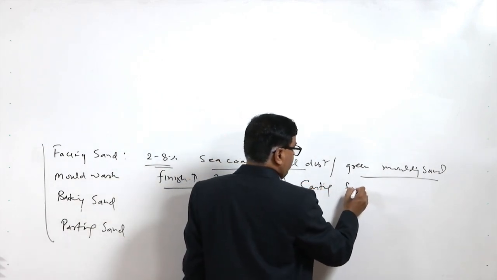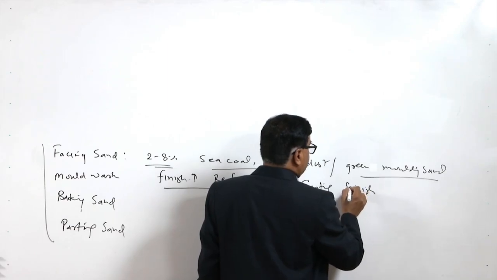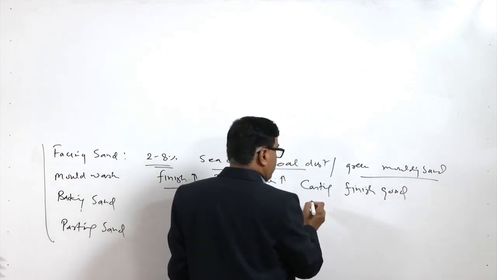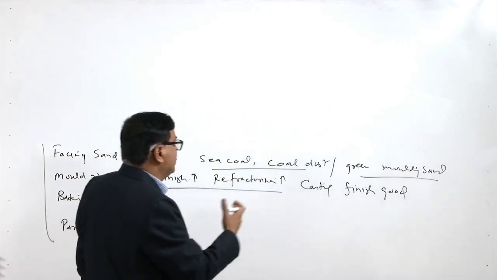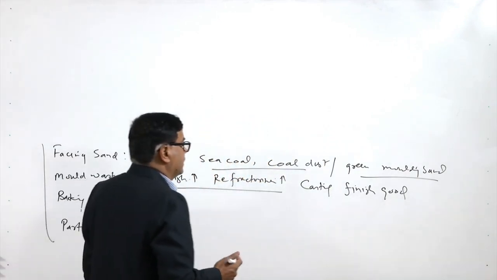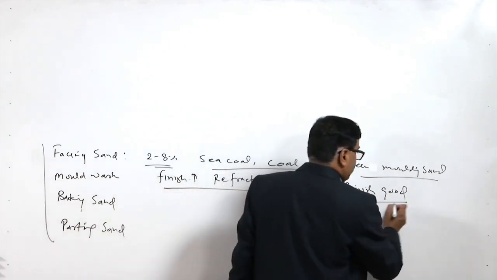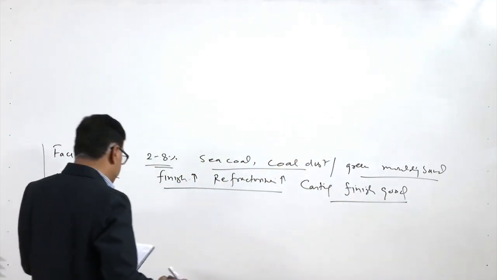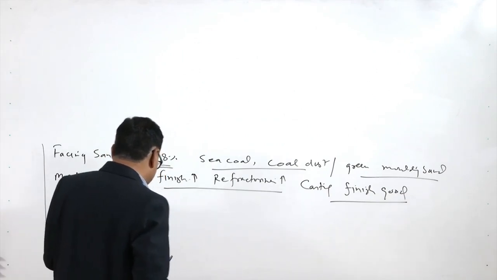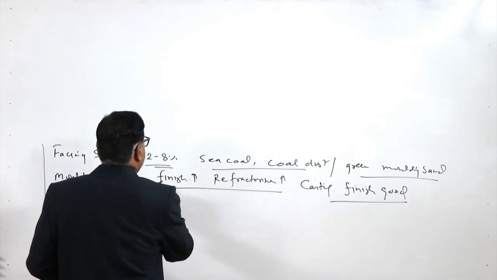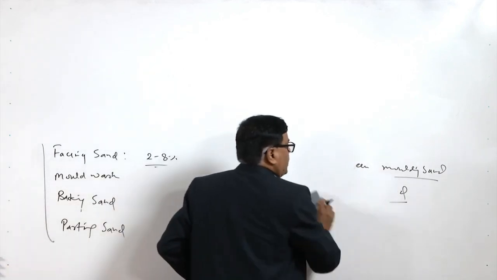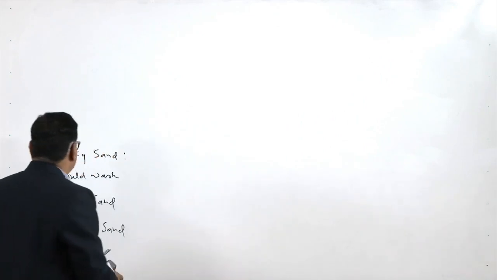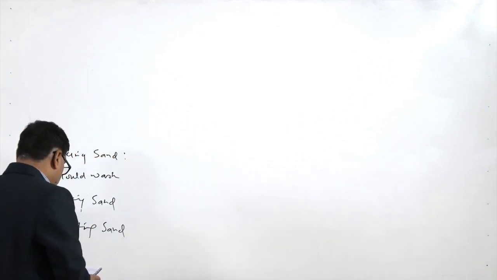finish is good, and its refractoriness is good. So, it does not result in the fusion of the mold wall, and which in turn offers the good and the sound casting. So, this is what is there in the facing sand, the moulding sand, mould wash.